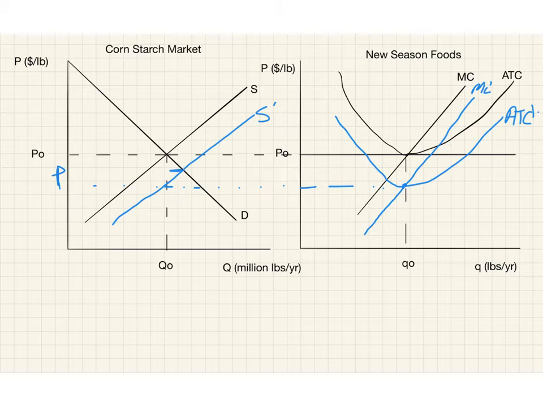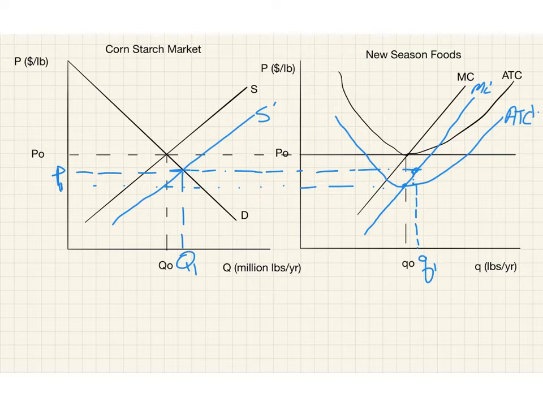at P1. That's supposed to be a 1. We'll call it. There's going to be a new market equilibrium quantity. Call that Q1. And notice that firms are going to produce always where price and marginal costs are equal, so that firm output's going to go up.